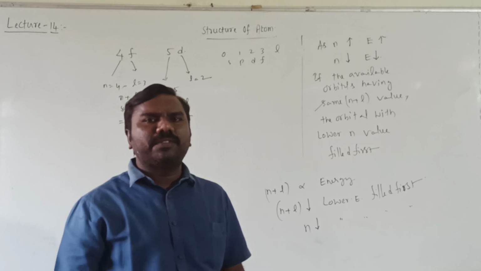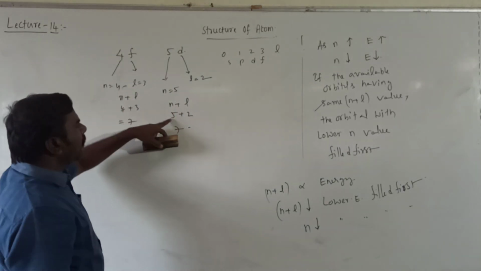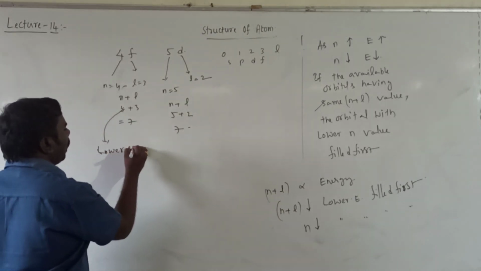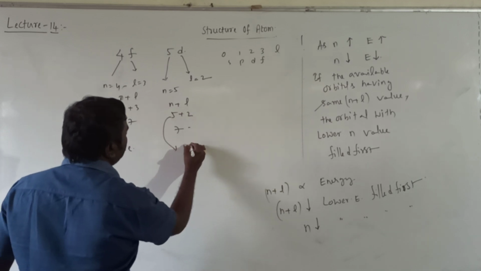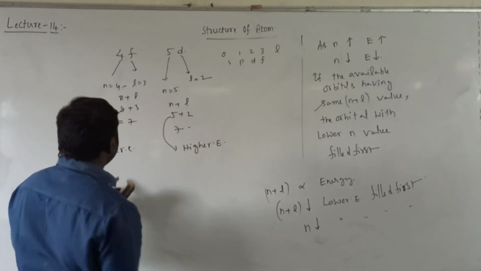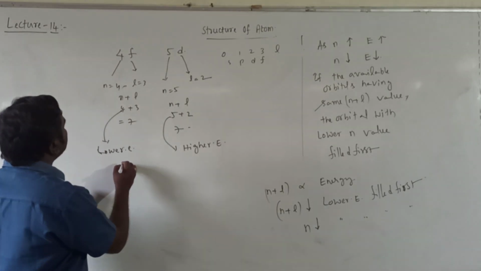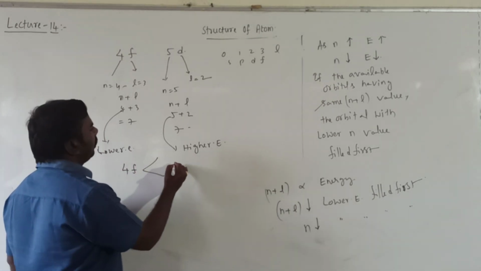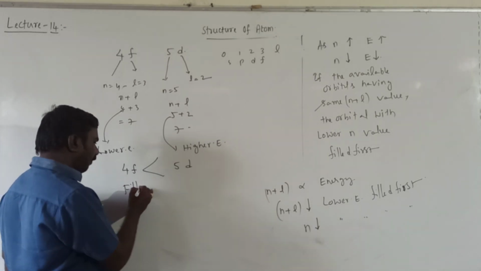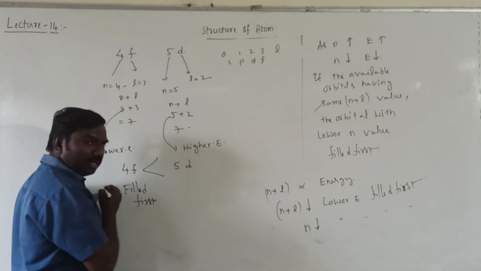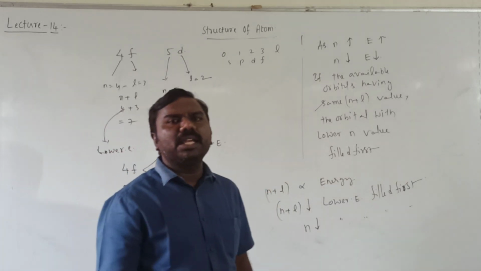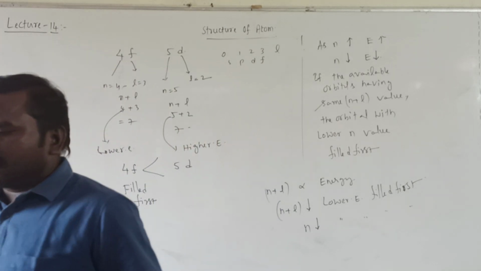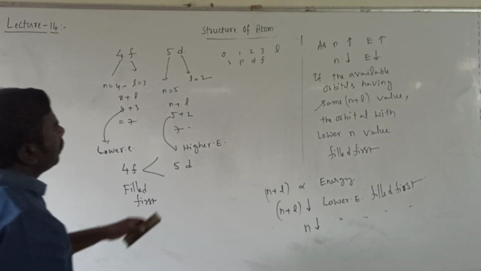In that case, which is filled first? n value 4, n value 5. n value 4 means lower energy. n value 5 means higher energy. It means lower energy is filled first. It means 4f is filled first, followed by 5d, because 4f has lower energy than 5d. Lower energy is filled first, followed by the higher energy. Understood? This box is very, very important. You just follow this.